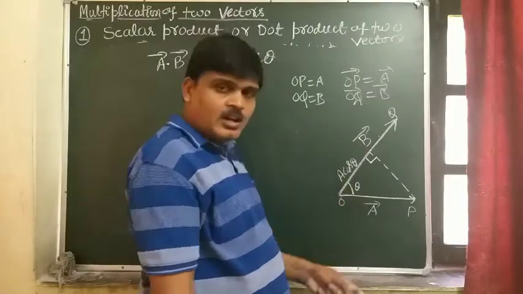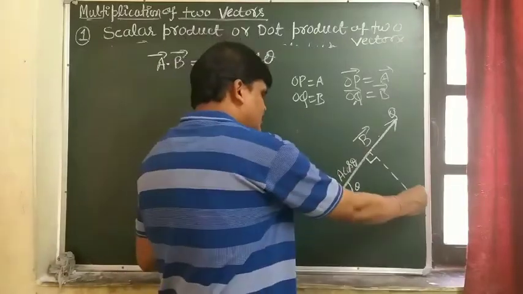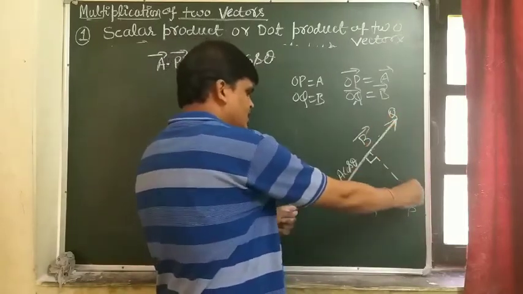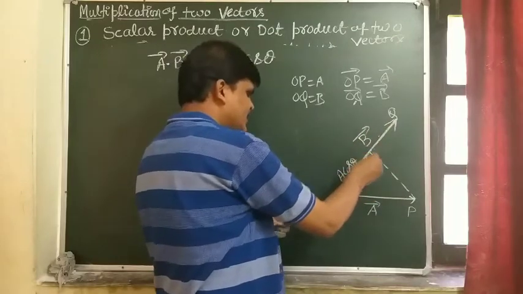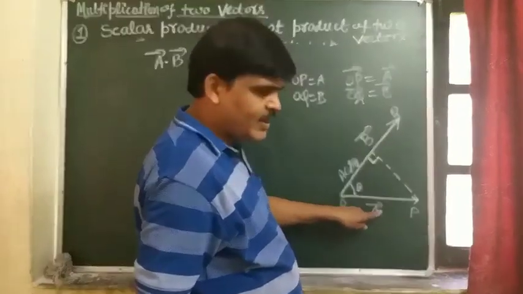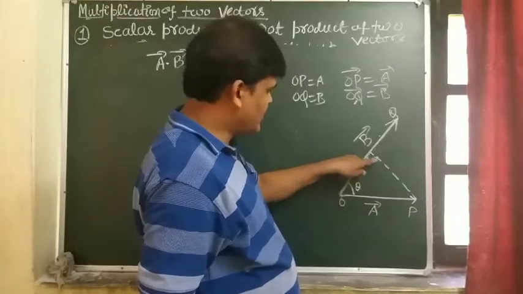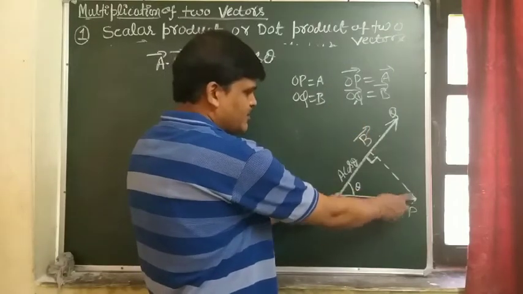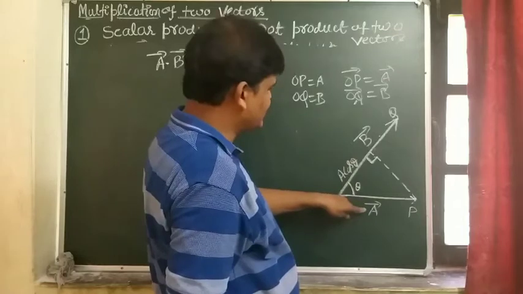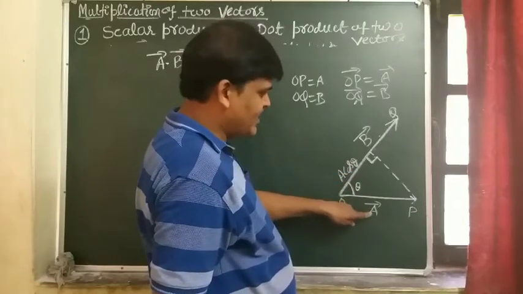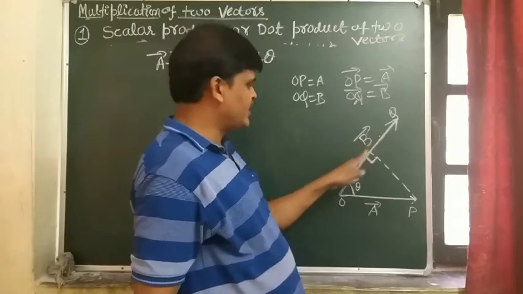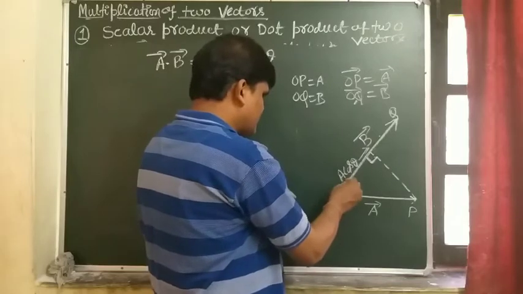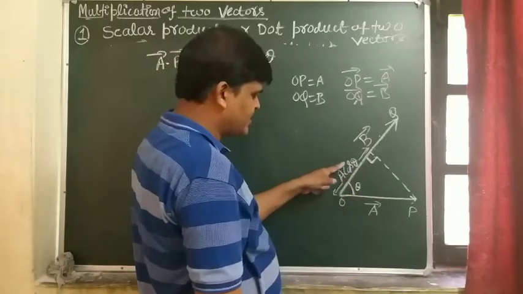Now we reverse the process. Now we draw a normal from P on the OQ vector. So this is 90 degrees. This is the perpendicular, this one is the base, and this one is the hypotenuse for this triangle. So base by hypotenuse gives the component of A in the direction of B. In the same way it comes out to be A cos theta, base by hypotenuse.